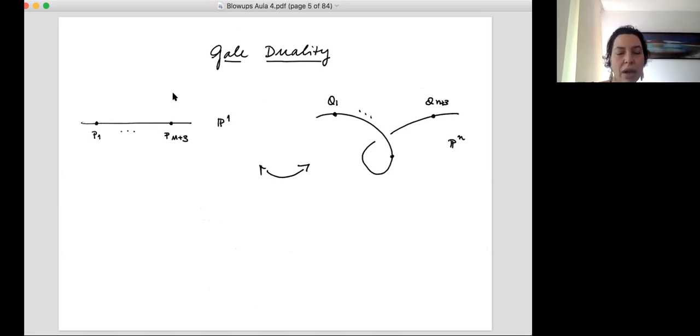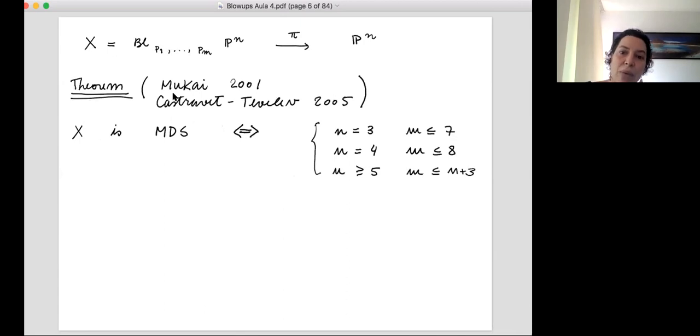Okay, so in the case when you have n+3 points in P1, this is a very classical construction. You associate to a P1 with n+3 marked points a rational normal curve that is obtained by the Veronese embedding, and then just look at the image of these n+3 points. And in general, this was used to study the blow up of Pn in n+3 points. So this is the theorem that we discussed in the second lecture: a blow up of Pn at m points is a Mori dream space if and only if the number of points m and the dimension of the space n satisfy these constraints.